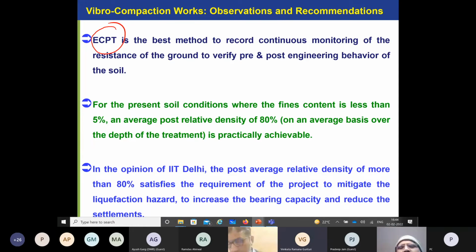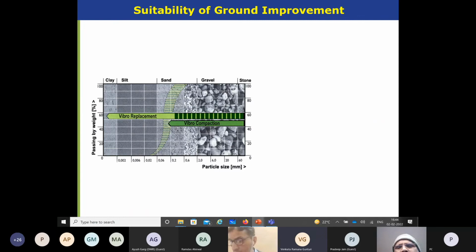And at the Polavaram project site, the fines content was less than 5%, and an average post relative density of 80% was achieved. Okay, if a post relative density of more than 80% is obtained, then you don't have to worry about the liquefaction hazard, and it will also improve the bearing capacity and reduce the settlement.